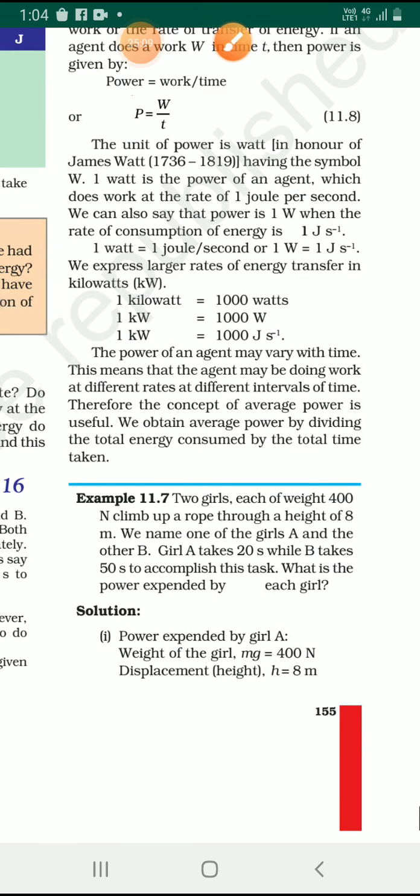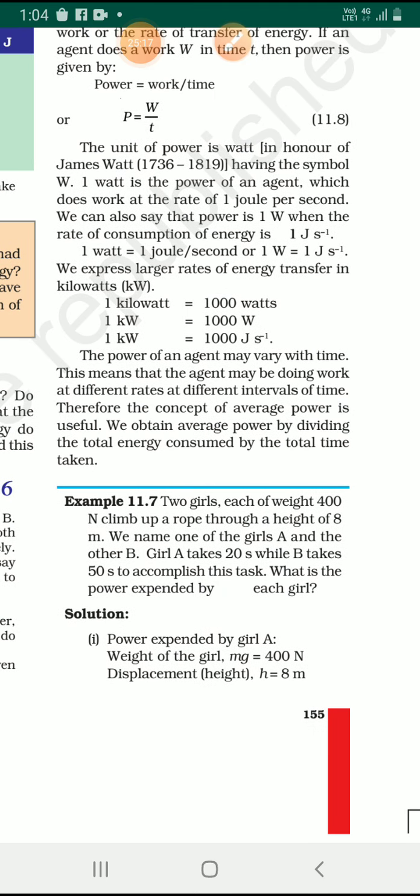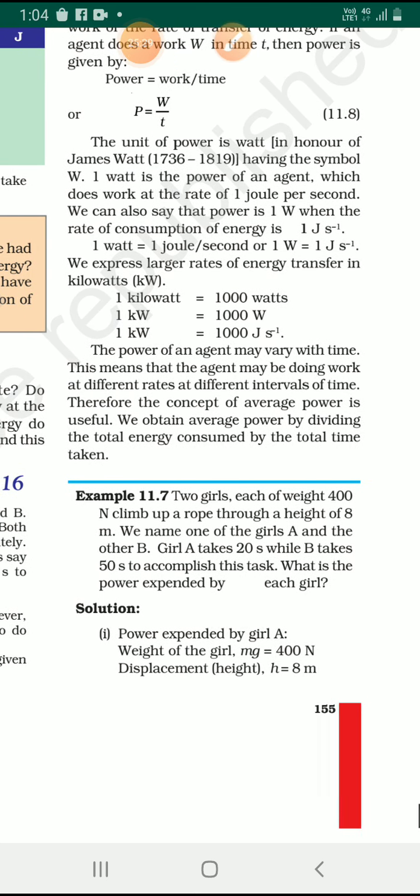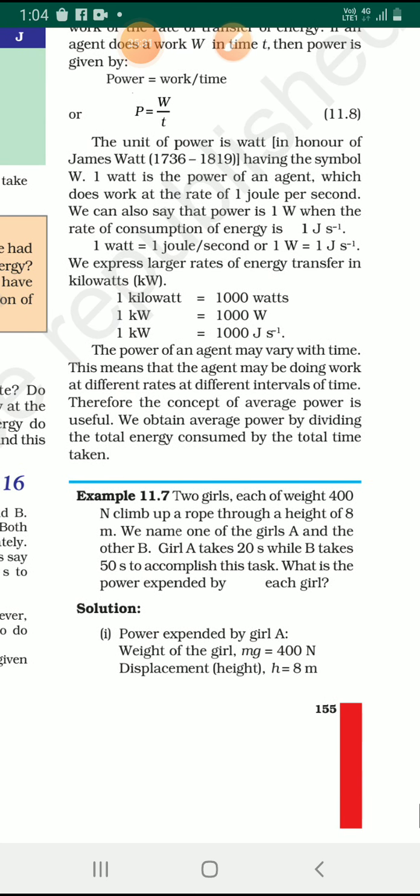Let's try to see one simple problem based on that. Two girls, each of weight 400 Newton, climb up a rope through a height of 8 meters. We name one girl A and the other girl B. Girl A takes 20 seconds and girl B takes 50 seconds to accomplish the task. What is the power expended by each girl? Let's try to see that. Let's first calculate the power expended by girl A.